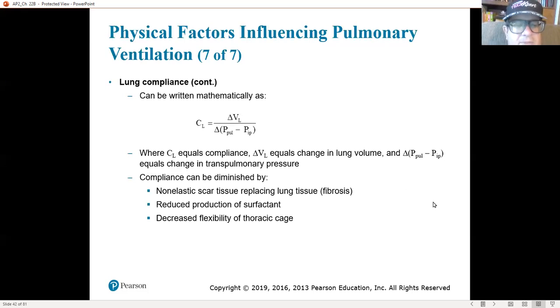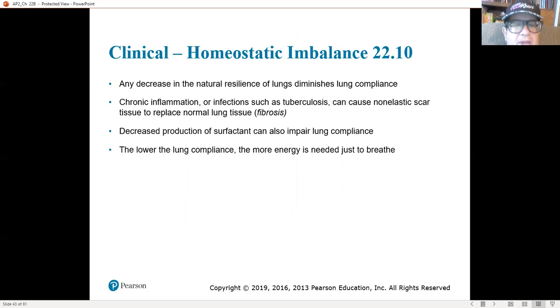All right, compliance can be diminished by non-elastic scar tissue replacing the lung tissue. We call this fibrosis. Reduced production of surfactant can also do it. That happens with pleurisy, inflammation of the pleura, or decreased flexibility of the rib cage. So anything that decreases the resilience of the lungs diminishes lung compliance. You can have chronic inflammation, infections like tuberculosis. They can cause scar tissue to replace normal lung tissue. Scar tissue is not as stretchy, so the lungs lose compliance.